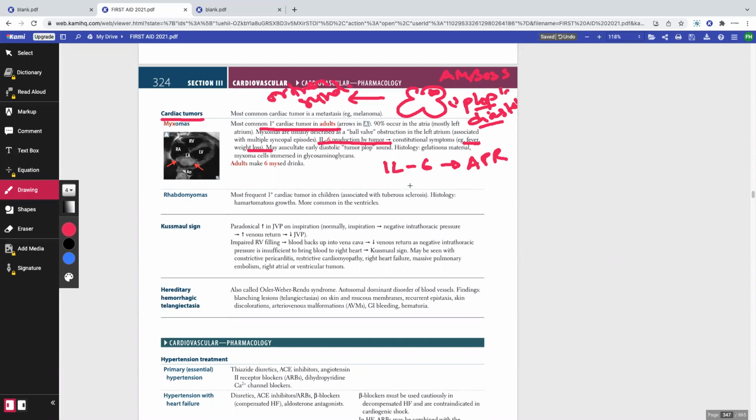So this tumor has a tendency of producing a lot of interleukin-6. So can we have exacerbation of acute phase reactants? Yes or no? The answer is yes. Can patients have increased fever and inflammation? The answer is yes. Okay.